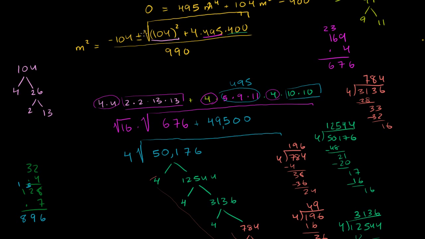So let's see. All of this stuff over here was 896. Now, we have to decide to do plus or minus. Remember, we want a positive slope. So we want to add the 896. So we're getting m squared is equal to negative 104 plus 896. So if we subtract 104 from this business over here, we're going to get 792 over 990. This is what m squared is equal to.